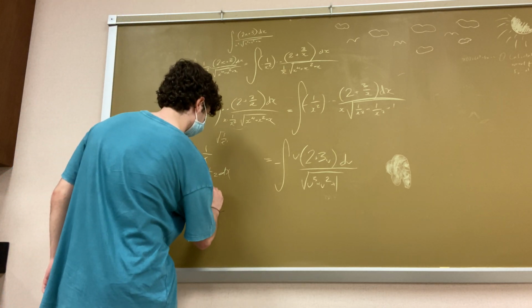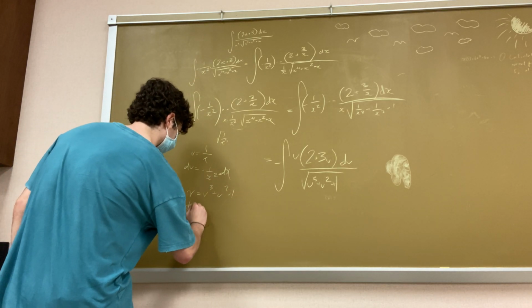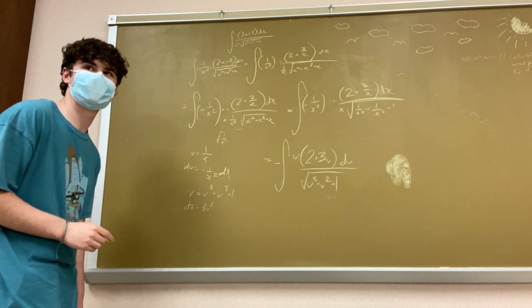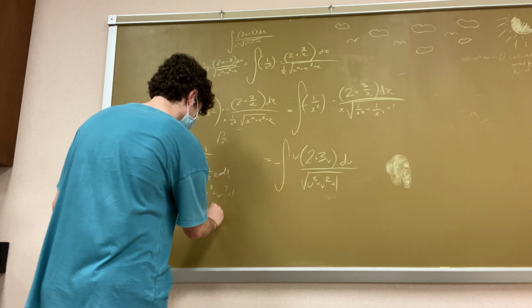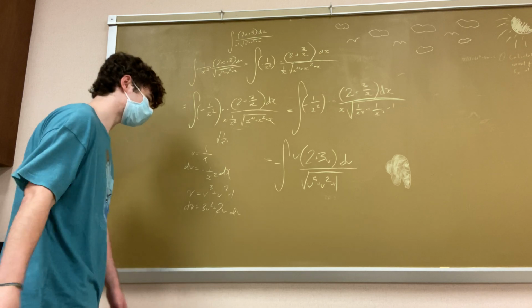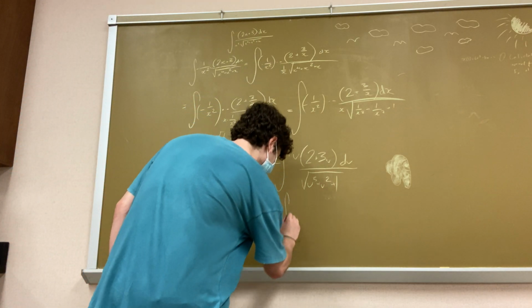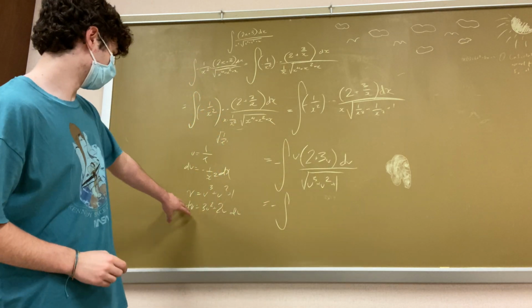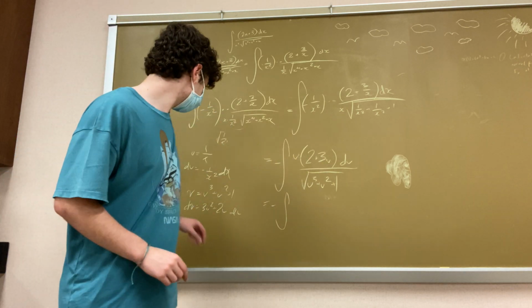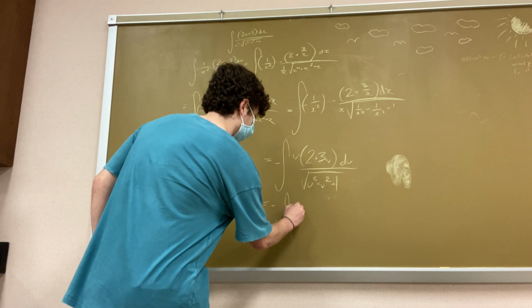v equals u cubed plus u squared plus 1. dv equals 3u squared plus 2u du. Double substitution, my favorite. So now we have the negative integral of, well, that's gonna just cancel out when we replace it with the dv. Actually, no, it's kind of smart. So what we just have is dv over the square root of v.